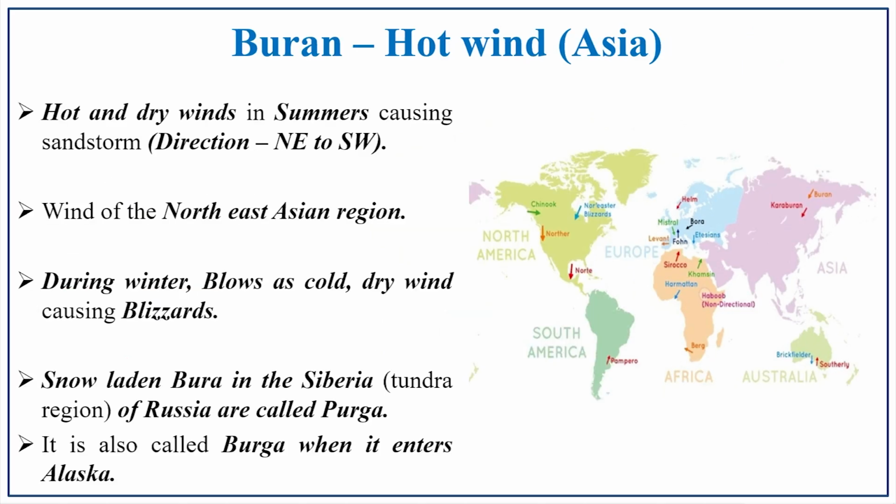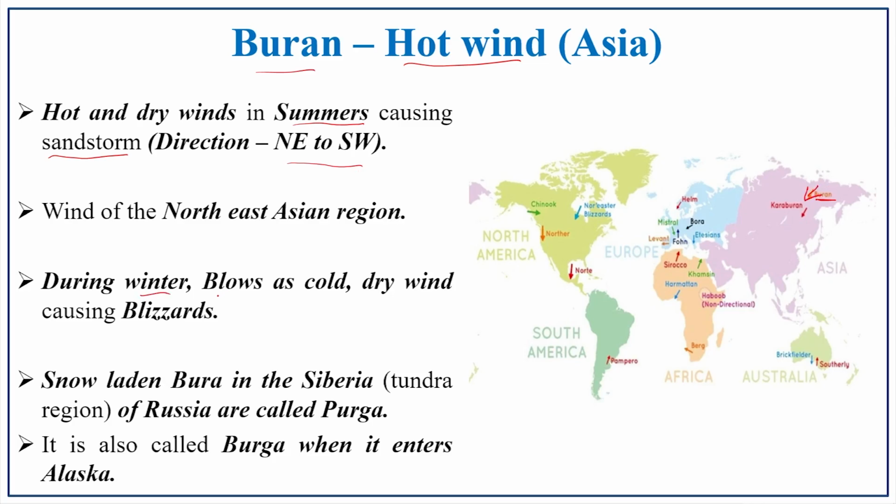The next one is the Asiatic local wind, Buran. This Buran is a hard wind, and you can see the location of Buran. It is a hard dry wind blowing in the summer season, and it brings the sandstorm in this region. The direction is northeast to southwest. Here you can see the direction of this wind.